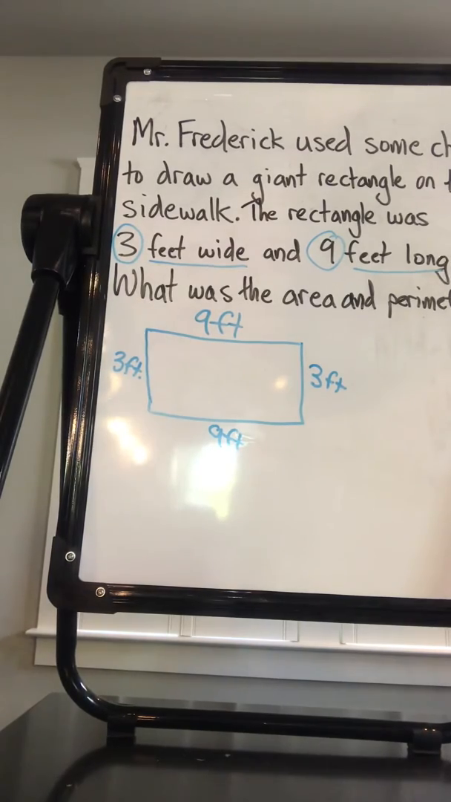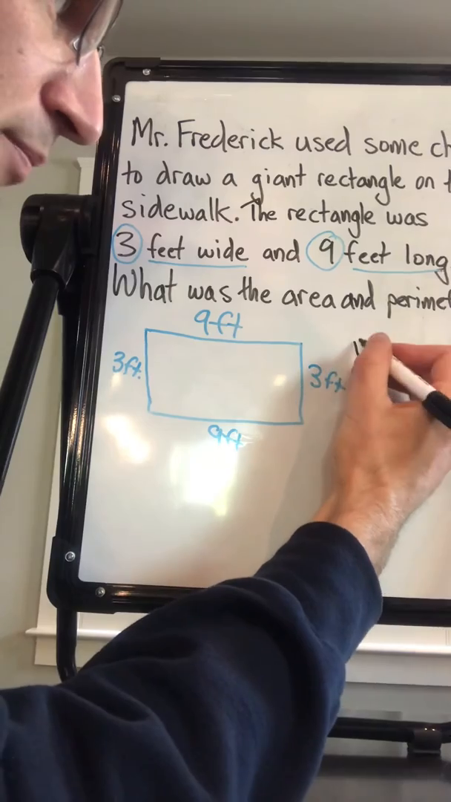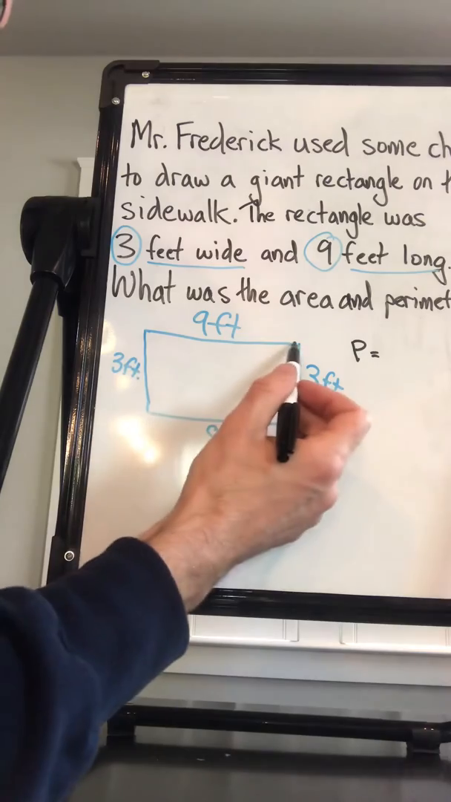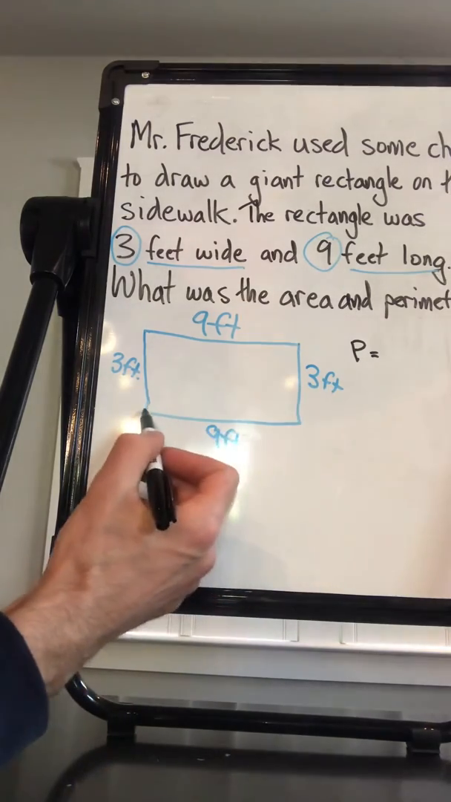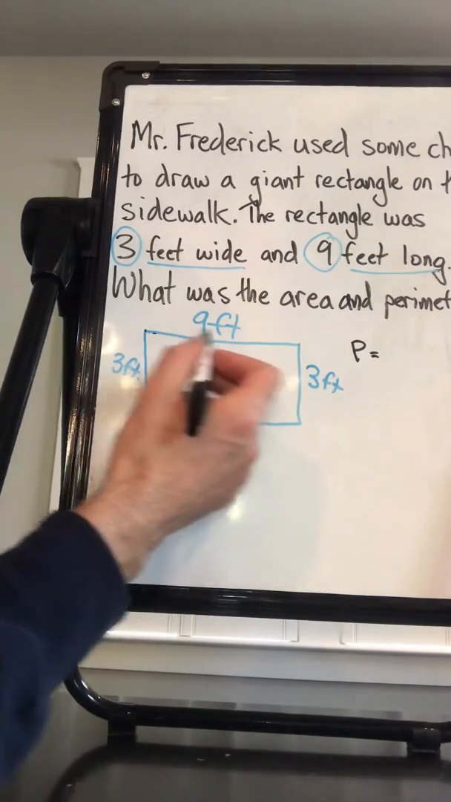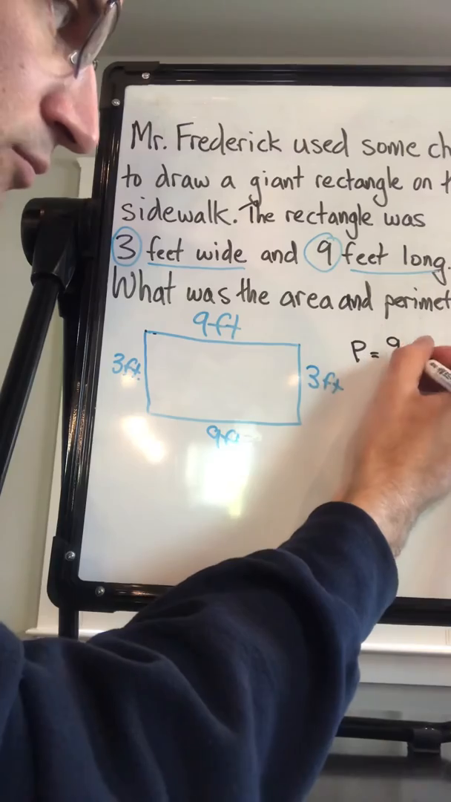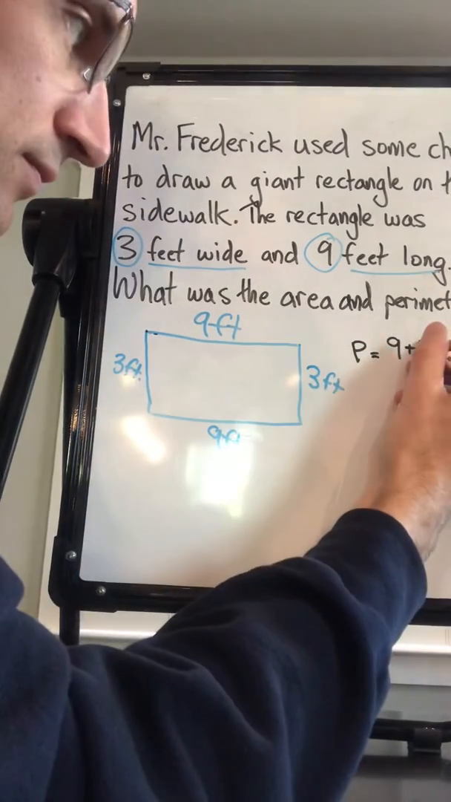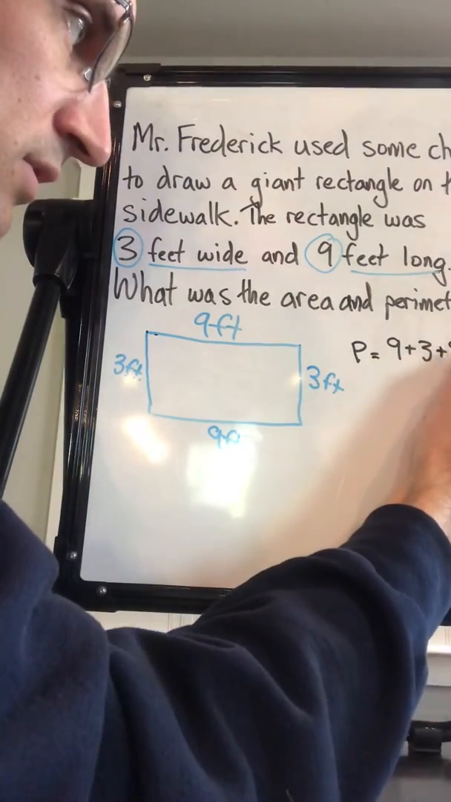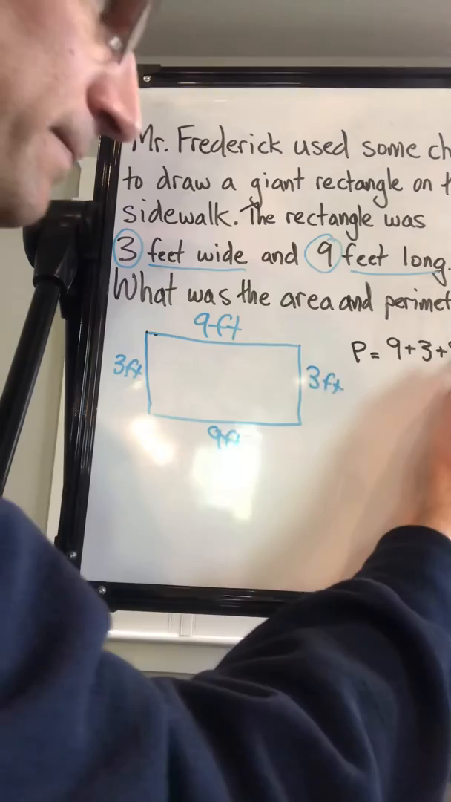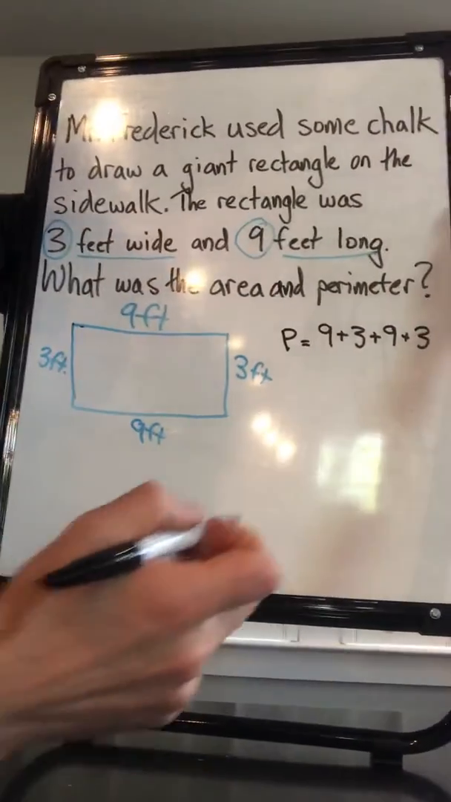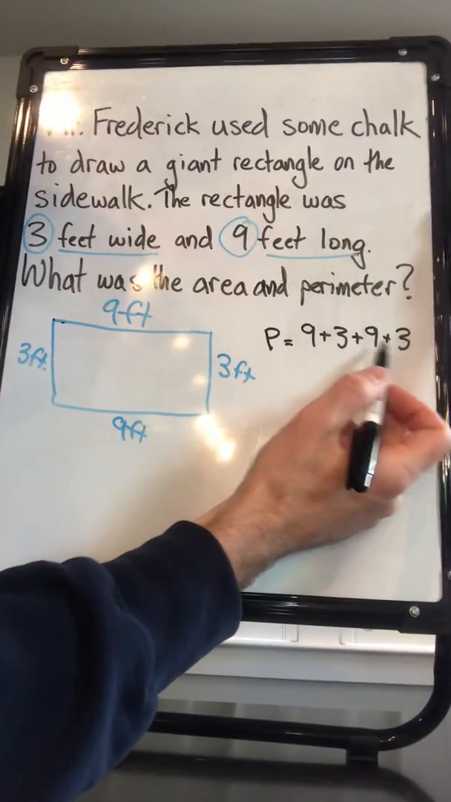Now, to solve for the perimeter, I'm going to put P for perimeter. I know my perimeter is the distance all the way around this rectangle. So I'm going to start here and add up each of these sides. So I know I have 9 plus 3 plus 9 plus 3. Now I need to add 9 plus 3 plus 9 plus 3.